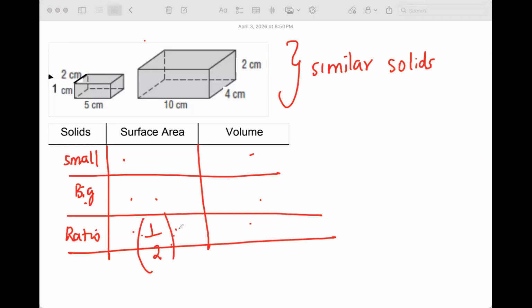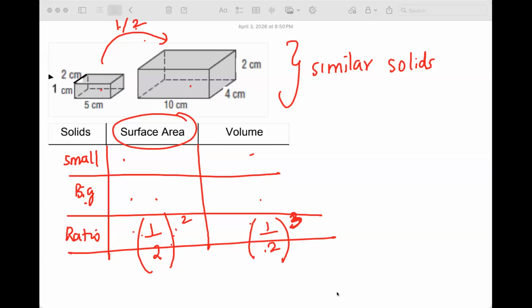Shreya, what did you get for the volume ratio? 1 over 8. So the scale factor between these two was 1 by 2. For every one, there was a 2 here. So what does it say? Surface area ratios will be the scale factor ratio, the whole square. Volume ratio will be the scale factor ratio, the whole cube. Does that make sense?